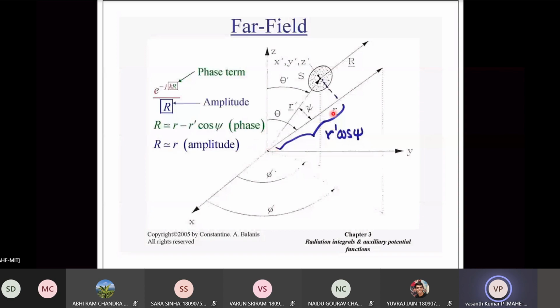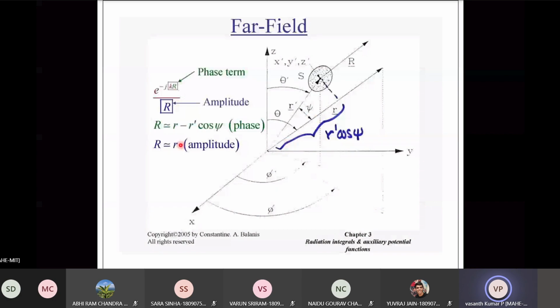Okay, it is capital R minus small r. So R dash. So what is this additional distance? It is because of having the source at this point, x dash, y dash, z dash away from the origin. What is the additional distance the wave has to travel? The additional difference in distance is r dash cos psi. Okay, that is this distance.